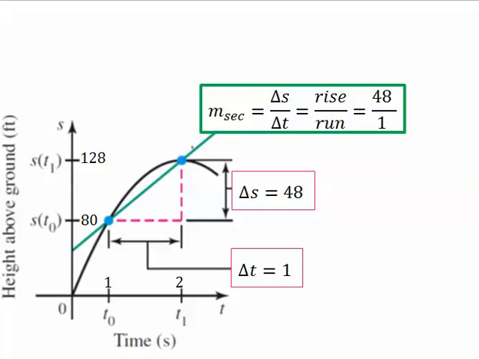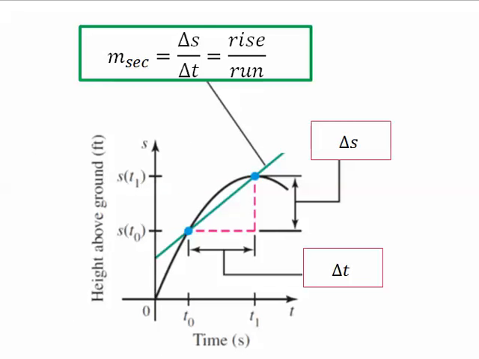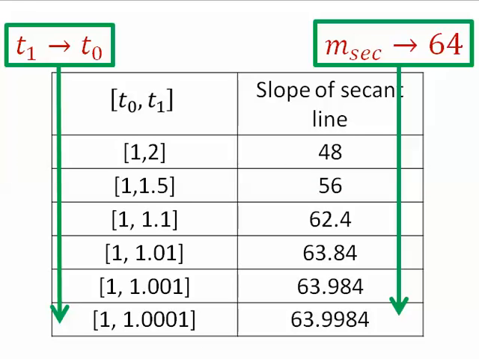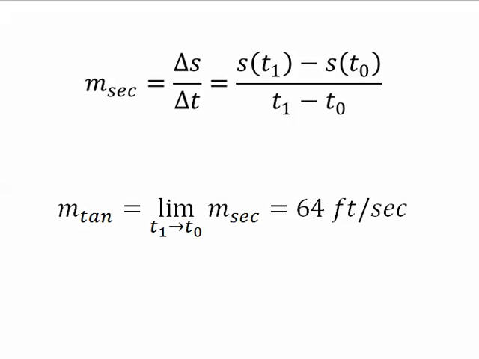Okay, also let's go back to the slope of the secant line. The secant line is the line that runs through the graph at 2 points. And it is the change in height over the change in the horizontal distance. So it's just rise over run. And here too, as t1 approaches t0, the slope of the secant line, rise over run, is getting closer and closer to 64. And so what we say is the slope of the tangent line is equal to 64 feet per second.